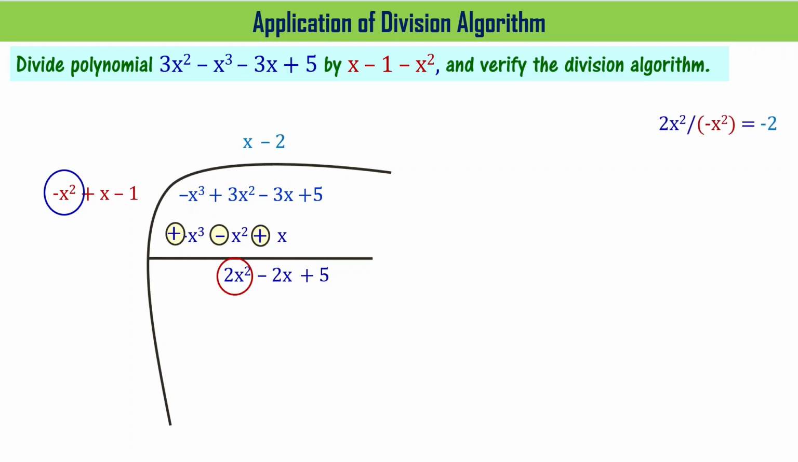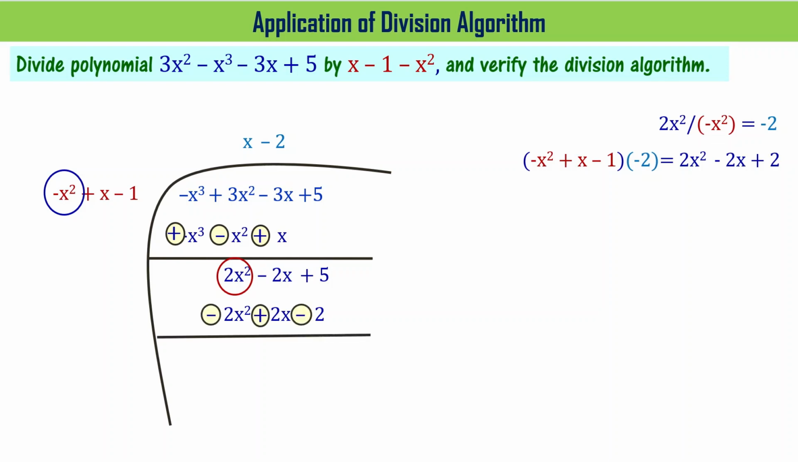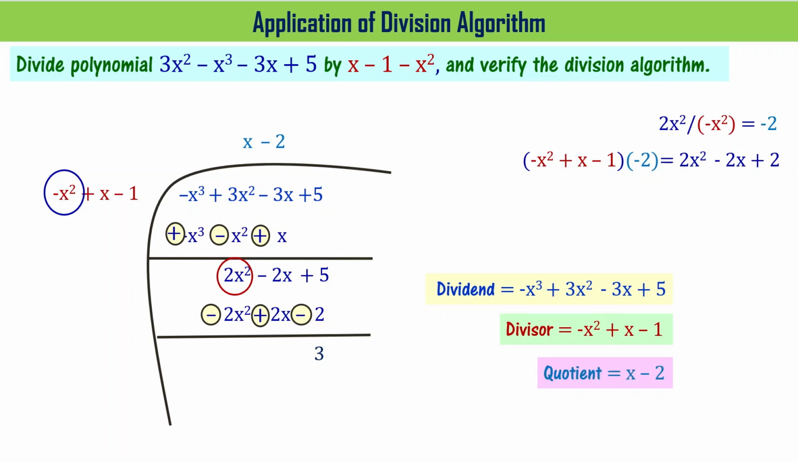This is part of quotient. And then multiply divisor with minus 2 such that you get minus 2x square minus 2x plus 2. That has to be subtracted from the previous expression. When you subtract, what you get is 3 as the remainder, right? It means dividend is minus x cube plus 3x square minus 3x plus 5. Divisor is minus x square plus x plus 1. Quotient is x minus 2 and remainder is 3, right? Let's take a note of that.